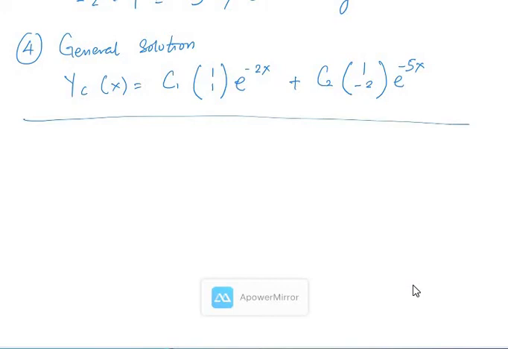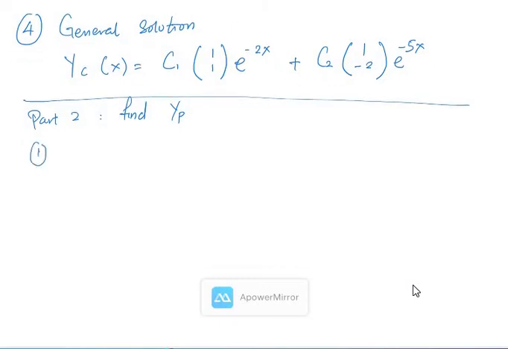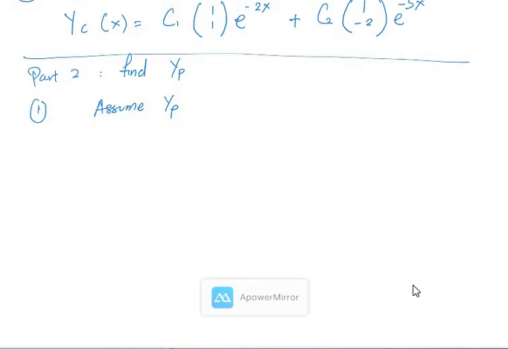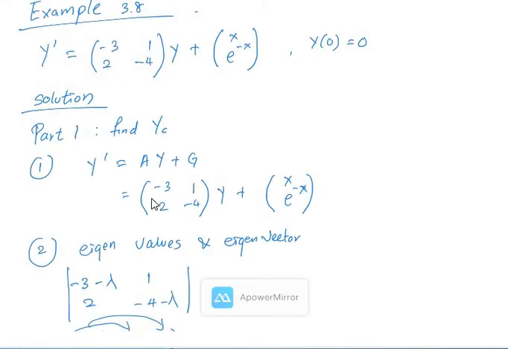Then part 2. Okay, in part 2 we want to find the yp, because it is not homogeneous, it's non-homogeneous, so we need to find the yp. So the first step is we need to assume the yp from the table. So do you still remember what is the g component? From the equation, the g component is x and exponent negative x.